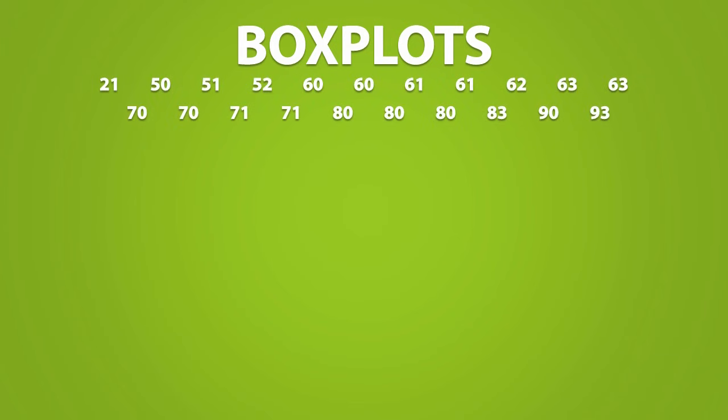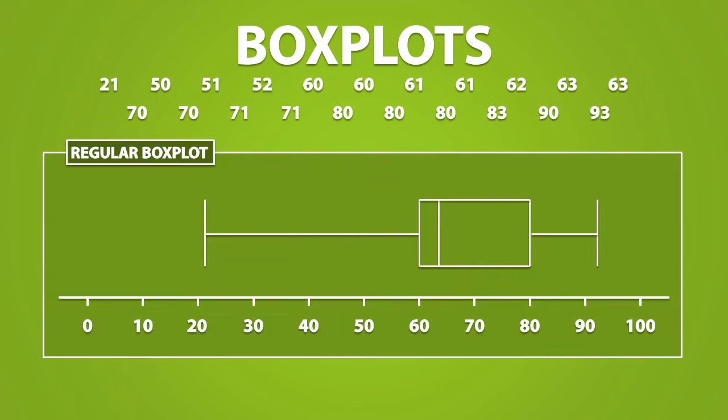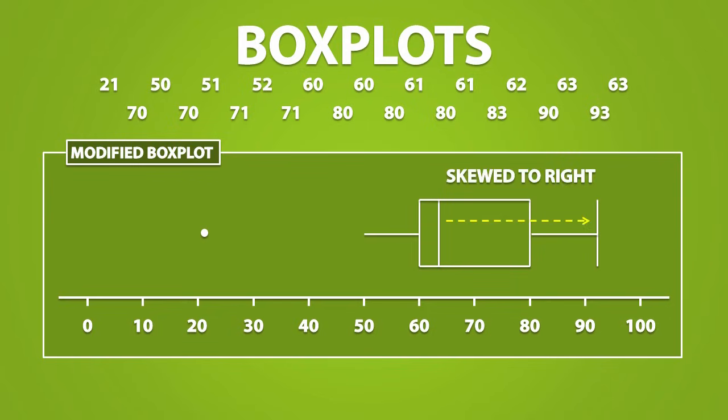When determining skewness for boxplots, the presence of outliers may affect how we interpret the skewness. For example, for this dataset, we can construct this regular boxplot. We might think that this distribution is skewed to the left, but when we convert it to the modified boxplot, we can see that this dataset is actually skewed to the right.